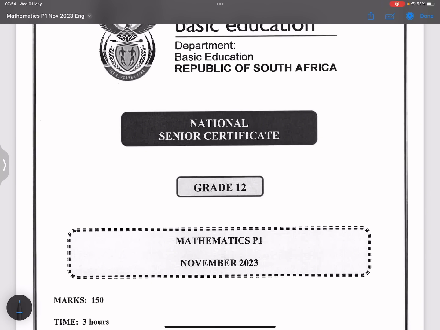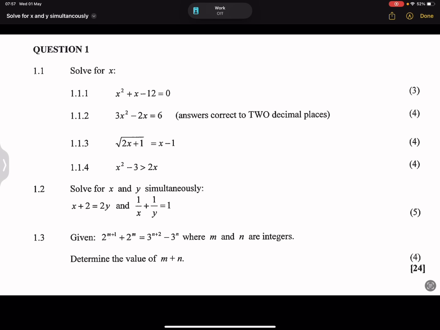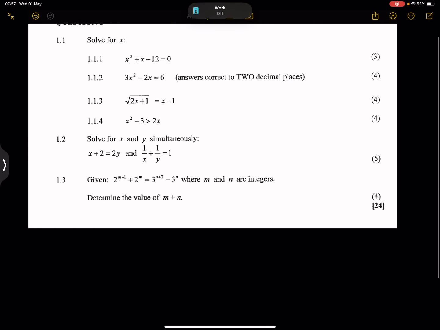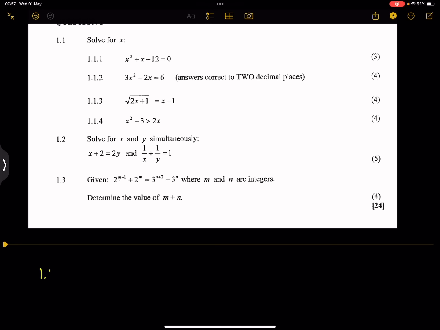All right, let's get right into it. So let's start with question 1. They say solve for x, and you know that this is a confidence builder in any exam. So let's start with that. So they say to us we've got x squared. So 1.1.1, we've got x squared plus x minus 12. Remember factors of 12 such that when you subtract them will give you 1.